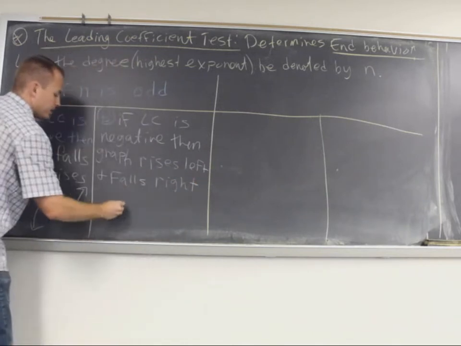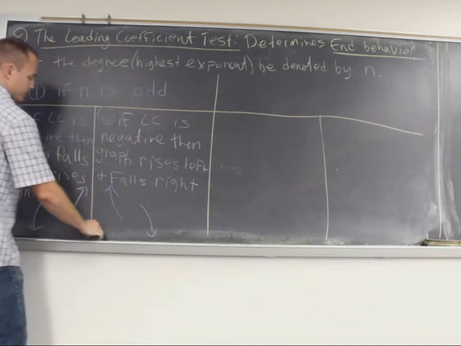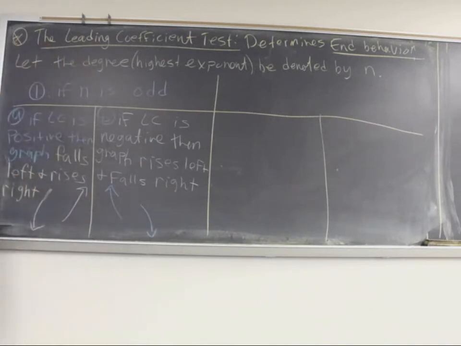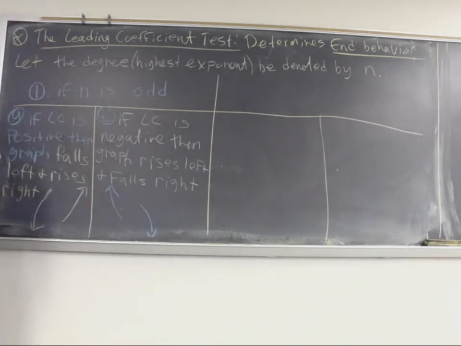So what that's going to look like is it rises on the left and then it falls on the far right. And when you're doing homework and you're doing this section, or when you're graphing the whole thing, draw these arrows like that. It will help you, especially when you get to the big graphing section. So here's our 2 choices for when your degree is odd. The LC is positive or negative.